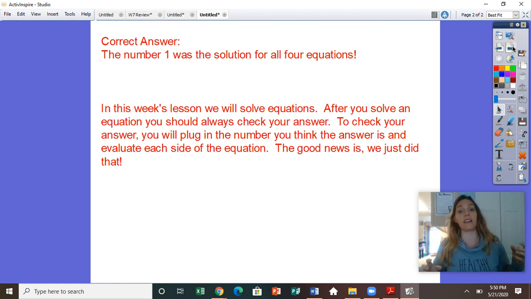If for some reason, when you do that, one side does not equal the other side, it means you have a wrong answer. That's what I love about equations. You're going to be able to know if your answers are right or wrong, even with us distance learning, just because you did that step.